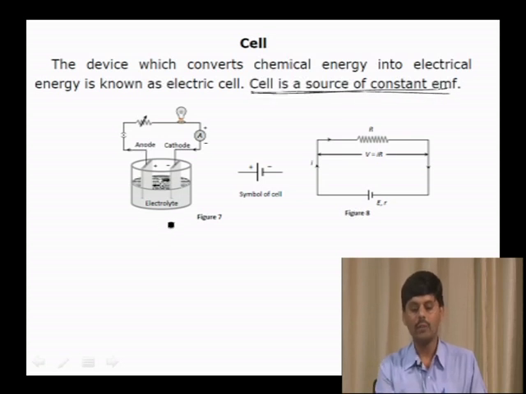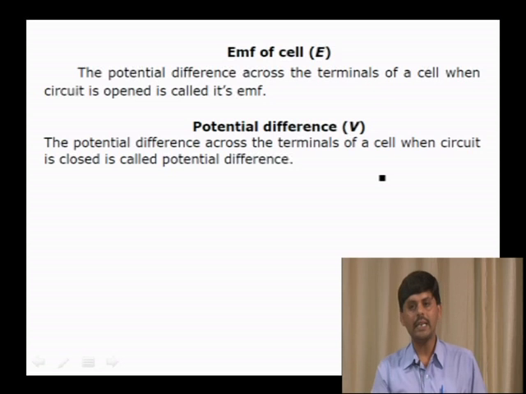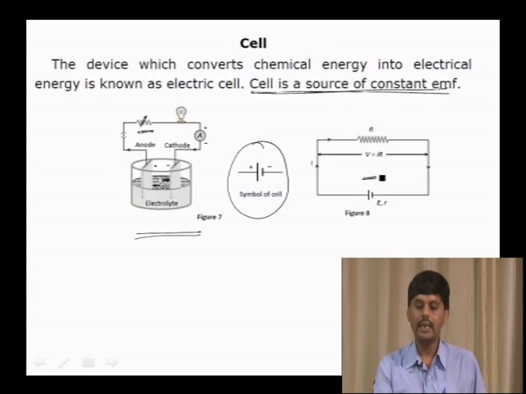Here I am going to give a picture of the symbol of the cell, which consists of electrodes. One is the positive electrode, another is the negative electrode, which are connected to the external resistance R. This is the circuit symbol of the cell, and this is the diagram for the derivation purpose. See here, what is an EMF? The potential difference across the terminals of the cell when the circuit is open. Here we have a key, and this is open.